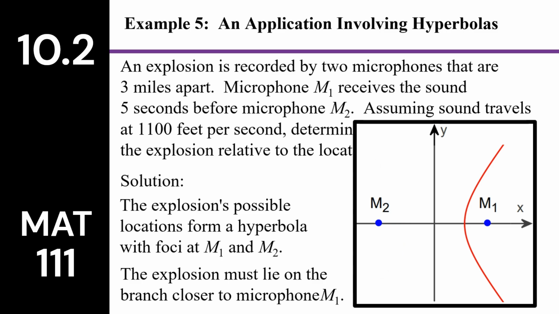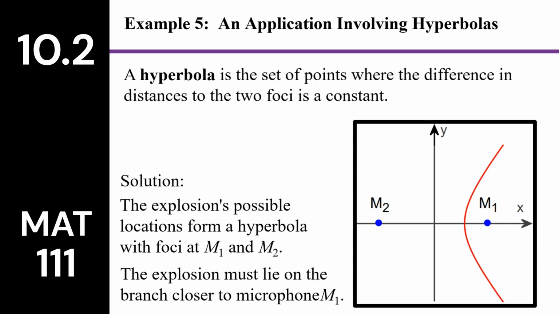Why do the possible explosion locations form a hyperbola? Recall that a hyperbola is the set of points where the difference in distances to the two foci is a constant. To help us visualize this, suppose the location of the explosion is here on our graph, and it takes 2 seconds for the sound to reach microphone M1.